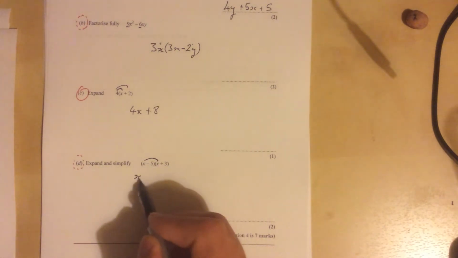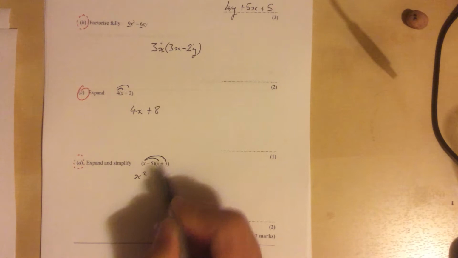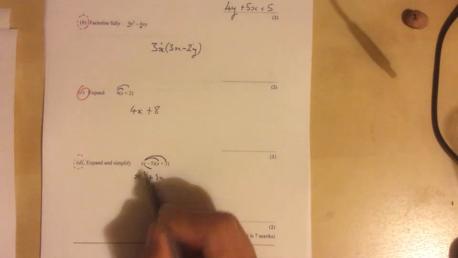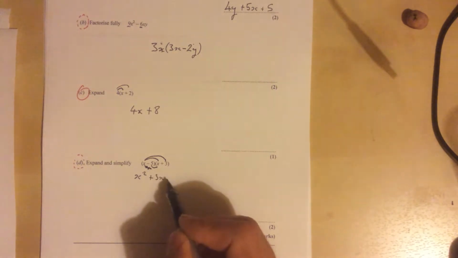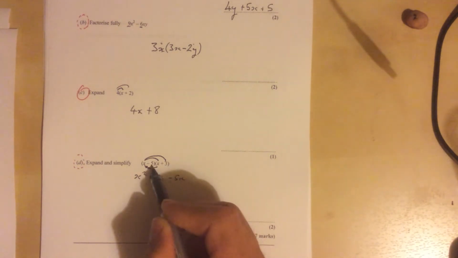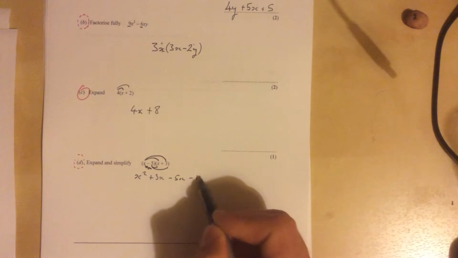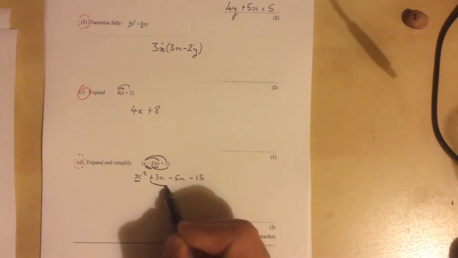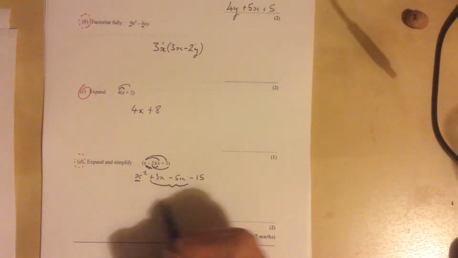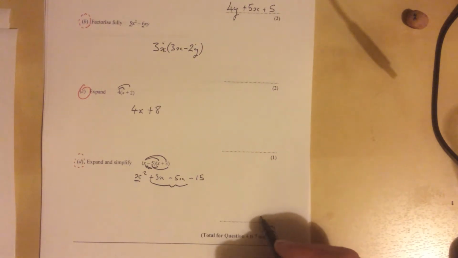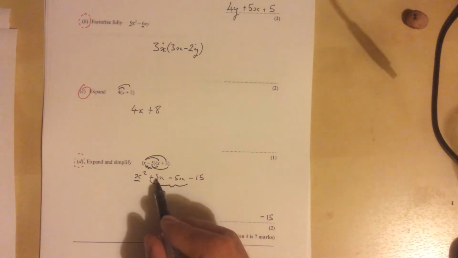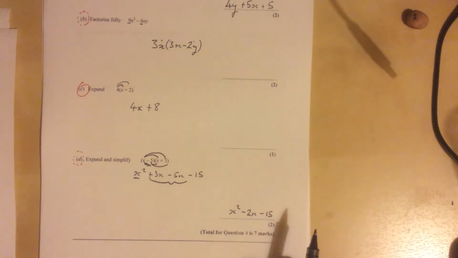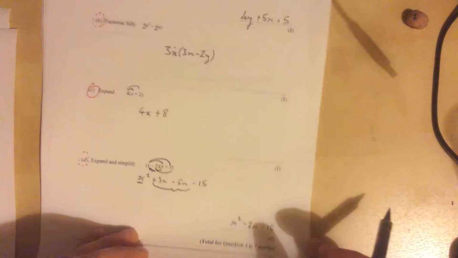So that times that, first of all, that's x squared. Then the next line is that one, so that's 3x. Then minus 5 times x is minus 5x. And minus 5 times 3 is minus 15. So we end up with x squared. The x terms we can collect together, and the minus 15 is just as it is. So minus 15, our final answer is going to be x squared minus 2x minus 15.